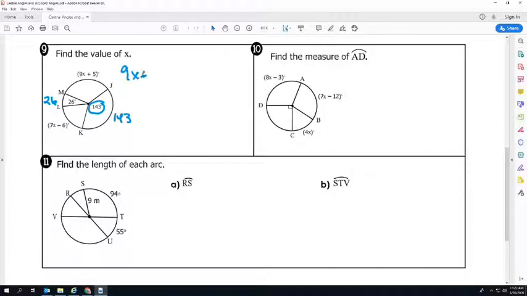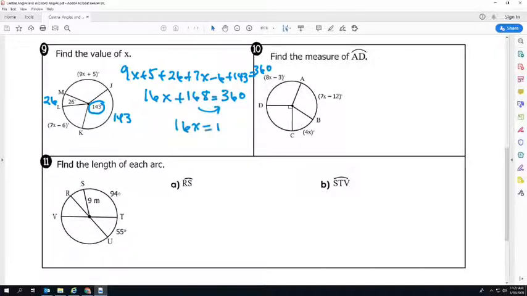So we're going to take 9x plus 5 plus 26 plus 7x minus 6 plus 143. And that's going to equal 360. All right, so adding all of that together or simplifying it by combining like terms, I get 16x plus 168 equals 360. And then moving the 168 over here, I get 16x equals 192. And so x will equal 12. And I've answered the question by finding the value of x.